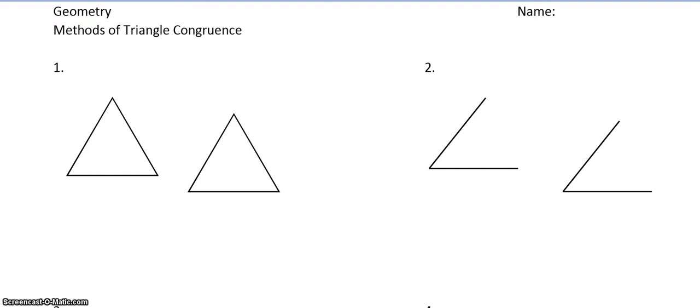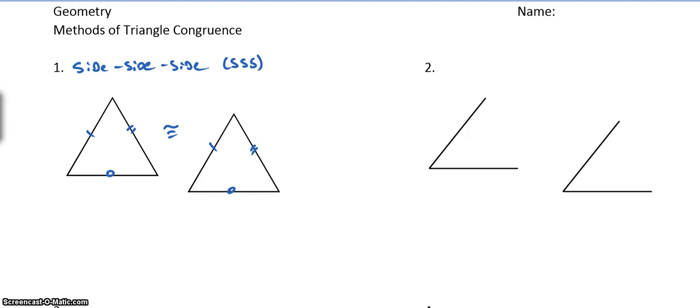So the first one we're going to talk about is what we call side, side, side. Basically what it says is, if you have 3 sides in a triangle the same size as 3 sides in another triangle, then the triangles are congruent. So if this is the same as this, this is the same as this, and this is the same as this. Now, one way we can think about this is to think of if you had 6 toothpicks.